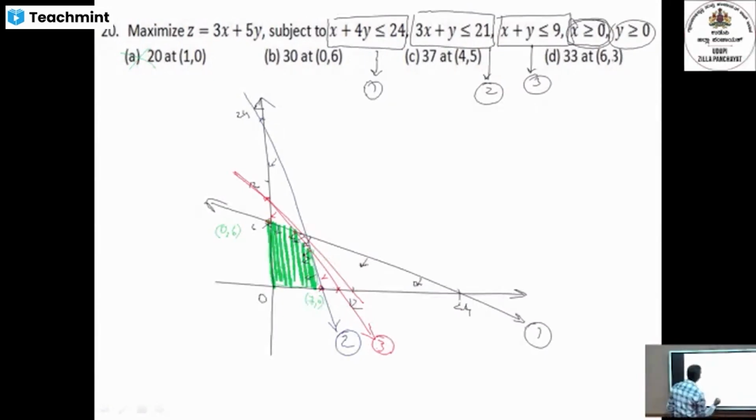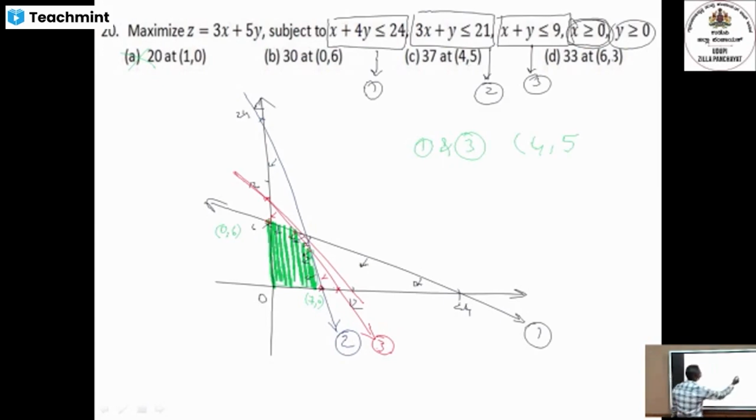(0, 6) is there. Now (4, 5). Is this a solution? Let us check. (4, 5) looks like somewhere here. So that is the solution between, what are the equations? 1 and 3. So 1 and 3 should satisfy (4, 5). See, we are not solving this. We are roughly estimating it.